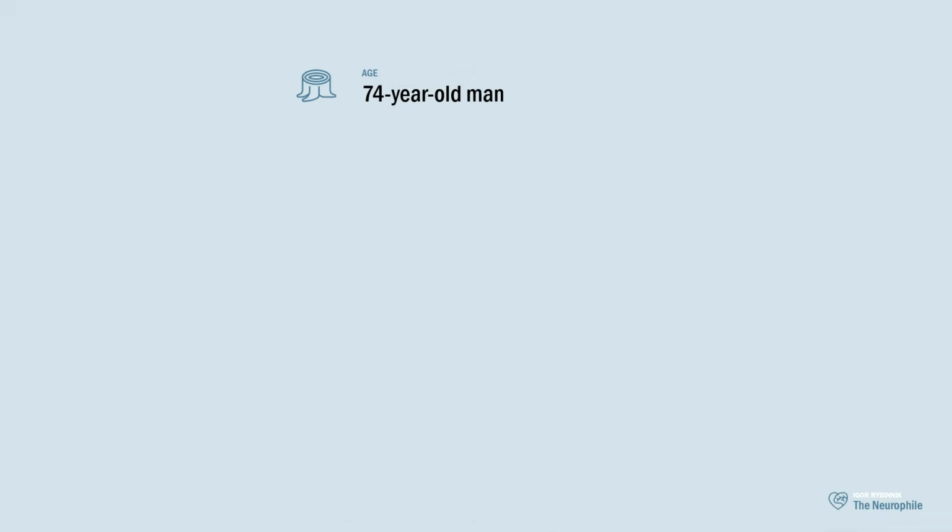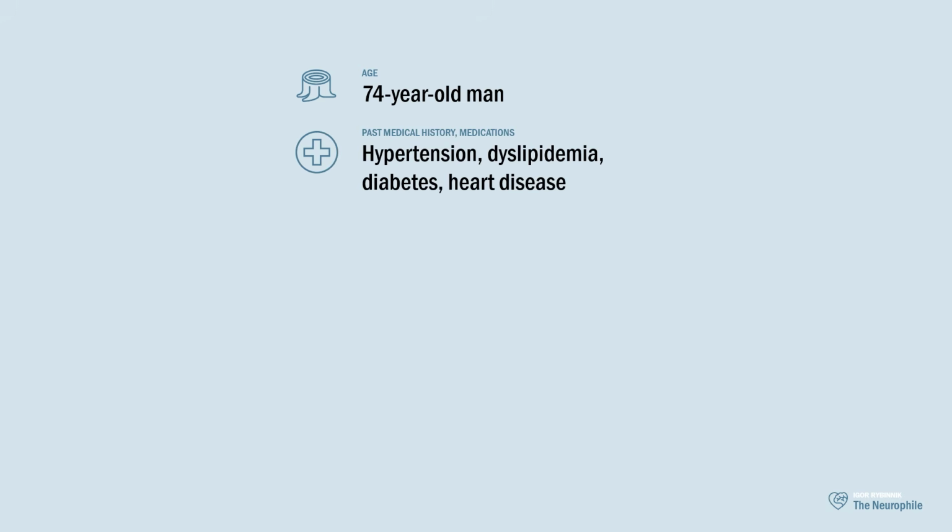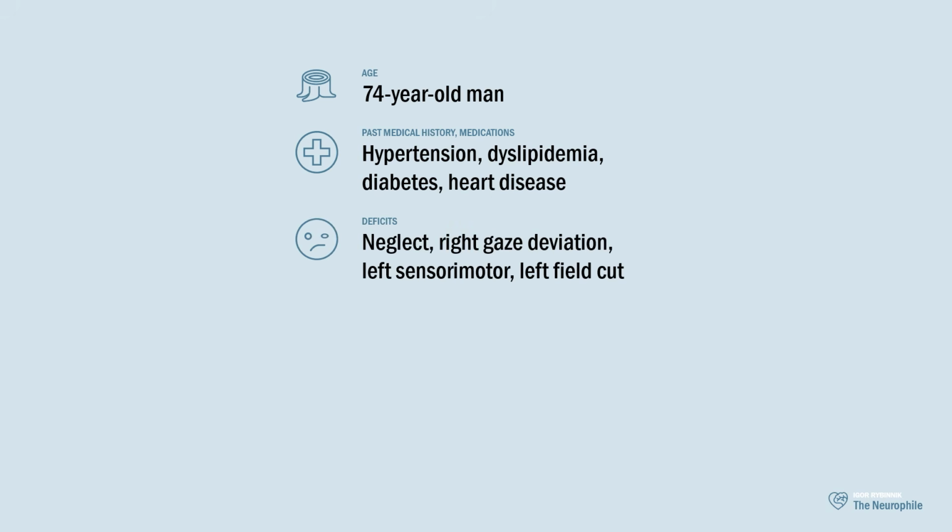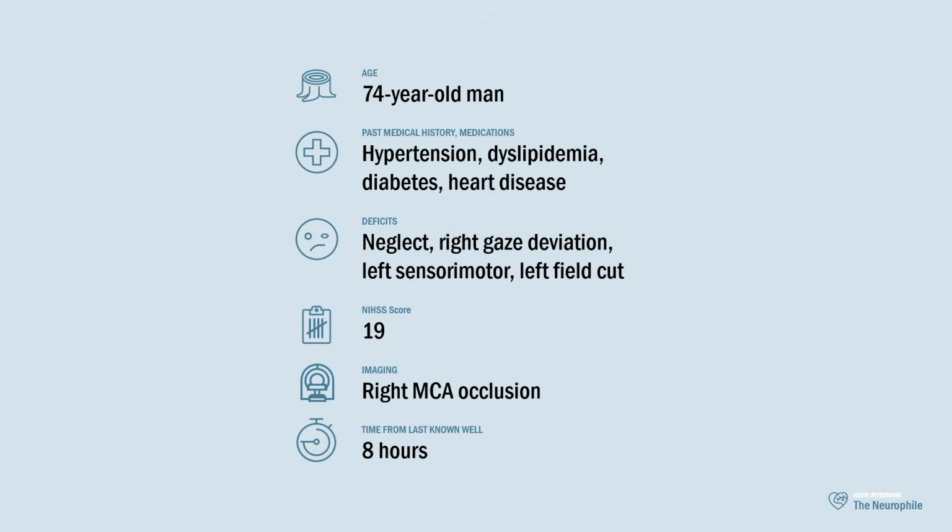So let's summarize. We have a 74-year-old man with the typical risk factors of hypertension, dyslipidemia, non-insulin dependent diabetes, and heart disease. He develops neglect, right gaze deviation, left sensory motor deficits, and left field cut, a right MCA syndrome. NIH stroke scale score is 19, so the deficits are clearly severe. There was no evidence of hemorrhage or large mass lesion on the head CT, and the right MCA occlusion was confirmed with the CTA. At this point, we are roughly at 8 hours from the time patient was last seen at baseline.